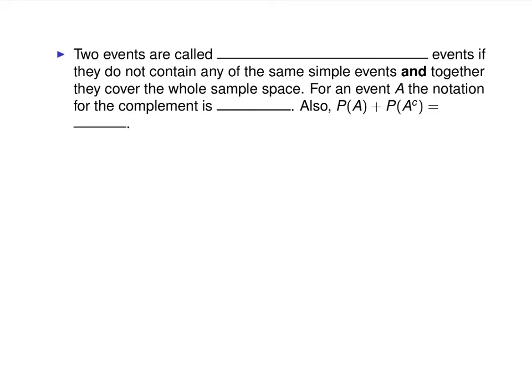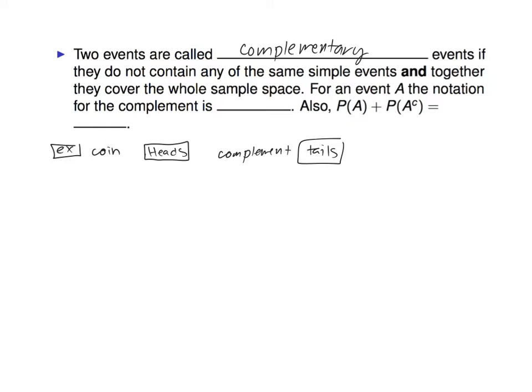So 2 events are called complementary events if they do not contain any of the same simple events and they together cover the whole sample space. For example, with a coin, if I have heads, what's the complement of heads? Tails. Assuming it's not possible to get a coin on its side. The example we had with the airlines, right? Either your flight's on time or it's not. So being on time was one event, not on time was its complement. The notation for complement is A with a little superscript of C. It tells you what event it's related to and what event it's the complement of. Also, P of A plus P of A complement has to equal what? 1.